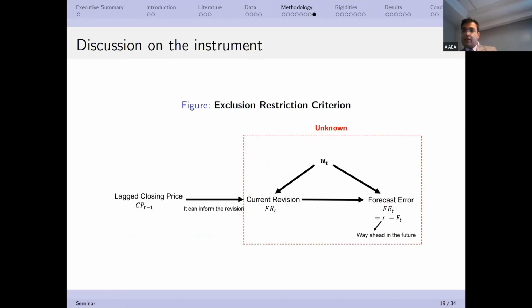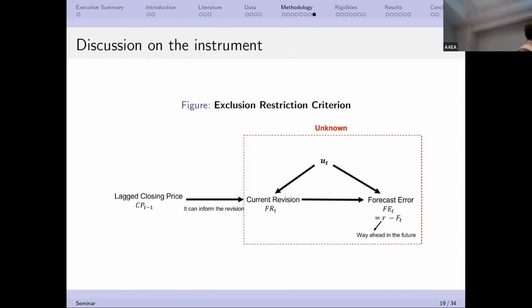Now to explain how our instrument satisfies the exclusion restriction criteria. We are using the lag closing price as an instrument, and we are instrumenting for the current period forecast revision. Now the lag closing price is available at time t minus 1. So it can inform the current revision, but current revision is known at time t, so it cannot inform the lag closing price, the futures closing price.